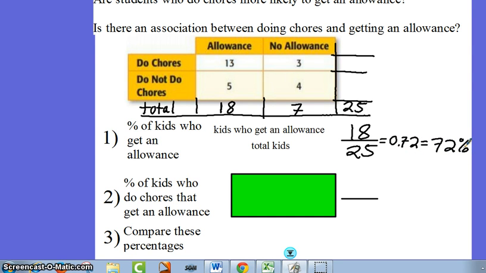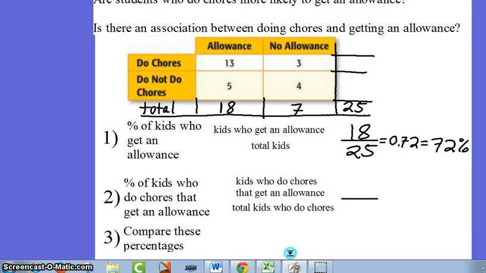The second thing we'll have to look at is the percentage of kids who do chores that get an allowance. So what we're going to have to do is look at two numbers to find a percentage. The kids who do chores that get an allowance. We have 13 kids who do chores and get an allowance. And then we have to look at the total number of kids who do chores. Well, I've got 13 kids here and 3 kids here, so that's 16 kids total. So I have 13 kids out of 16 who get an allowance.